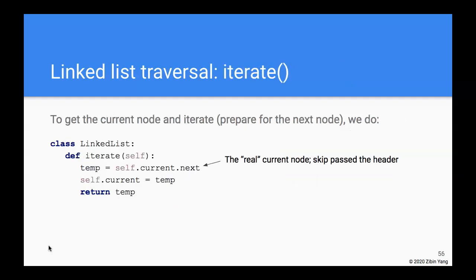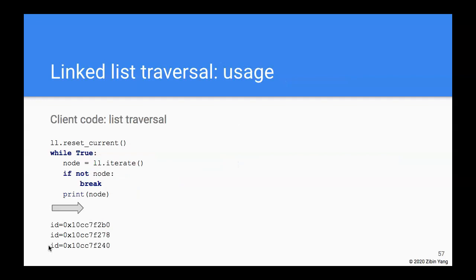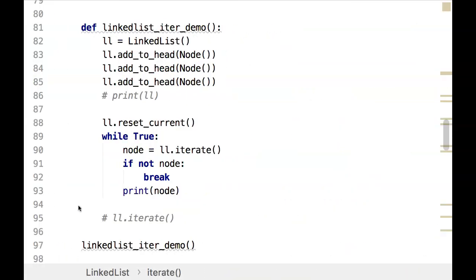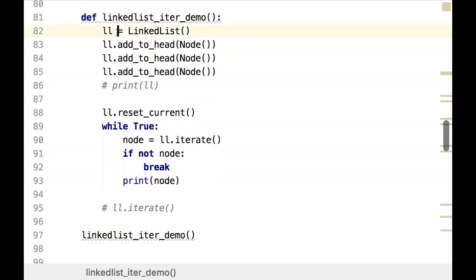So with reset current and iterate, that's enough for the client to retrieve every node in the linked list. Let me demonstrate that. We'll initialize a linked list, add a bunch of nodes to the head, and then we reset the current so that we start at the head, and we're going to go into a loop. The first thing we do in the loop is call iterate, and it will return us a node and also move the current to the next one. Now if the node is nothing or None, then we're done with the traversal, and so this loop terminates.